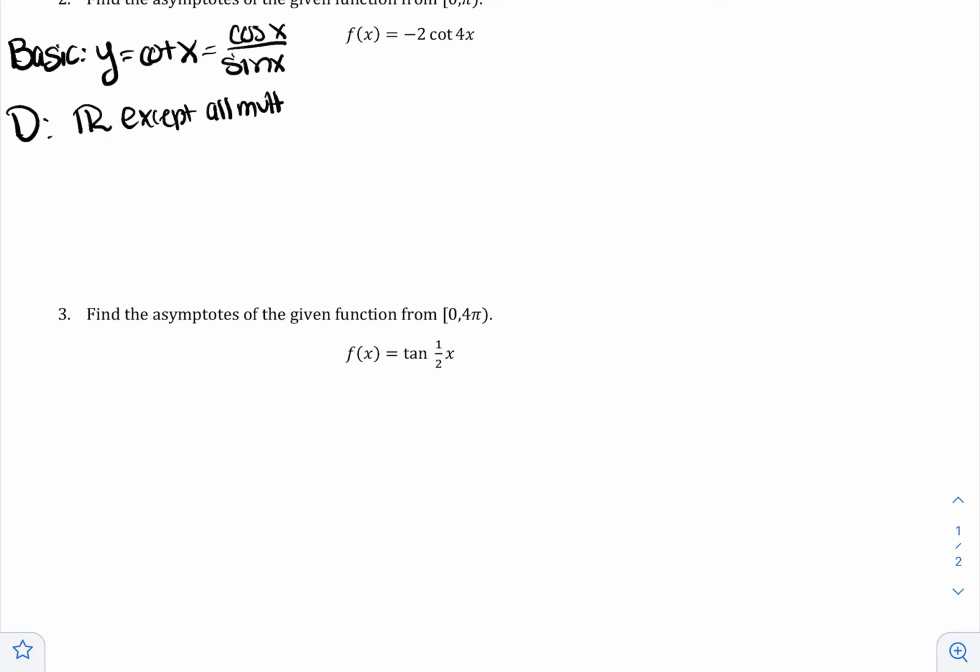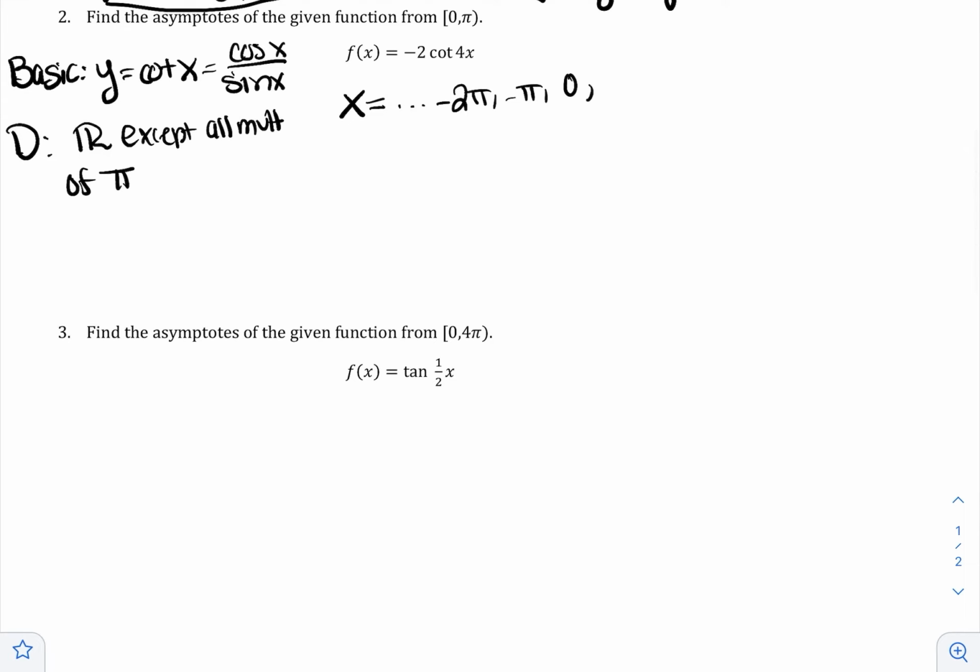So the domain is all reals except all multiples of pi. And we've talked about before that you don't have to write the word all. It's just multiples, but just as an emphasis that it's the even and the odds. So that means that the basic ones are x equals, and I'll write a few: negative 2 pi, negative pi, 0, pi, 2 pi, 3 pi, and so on.